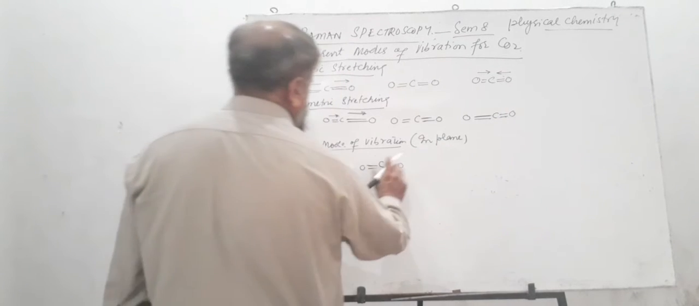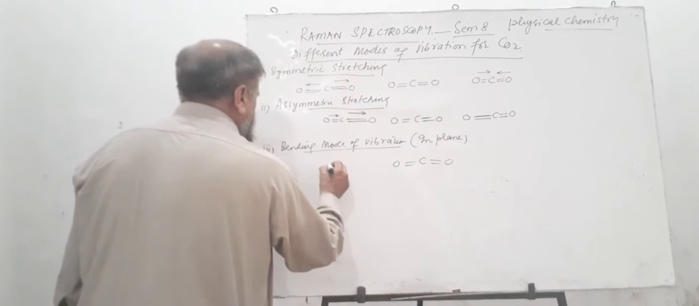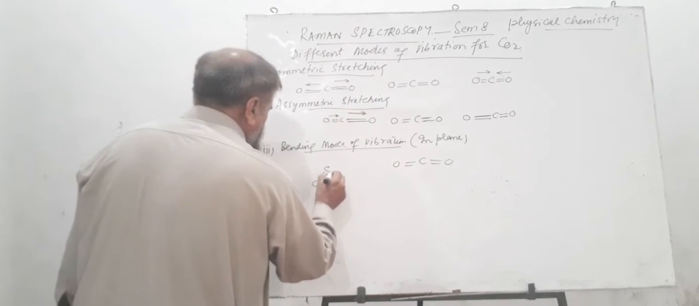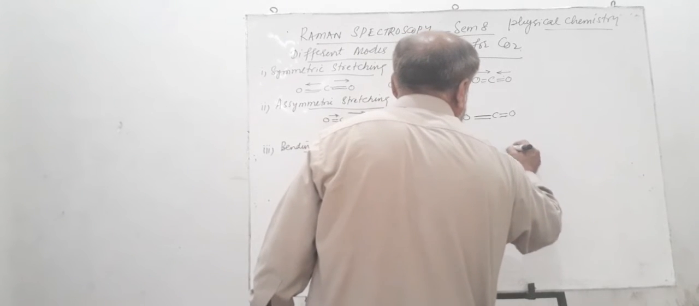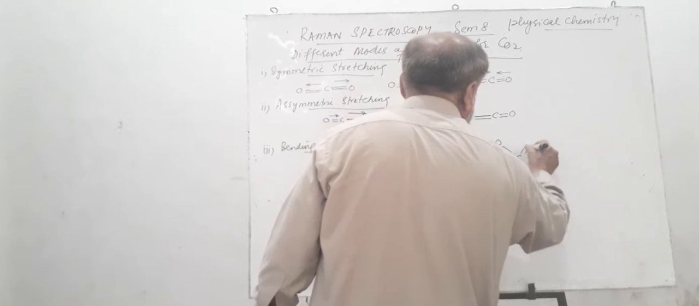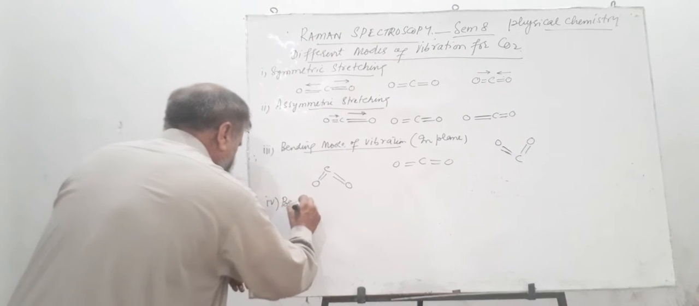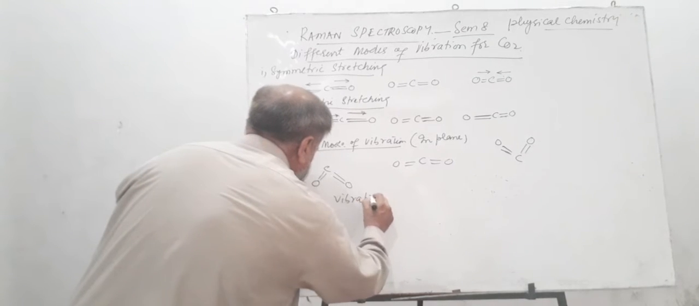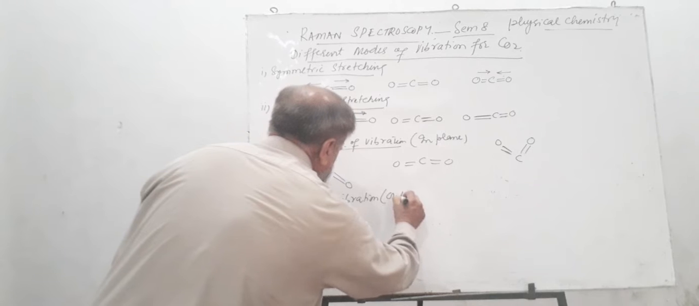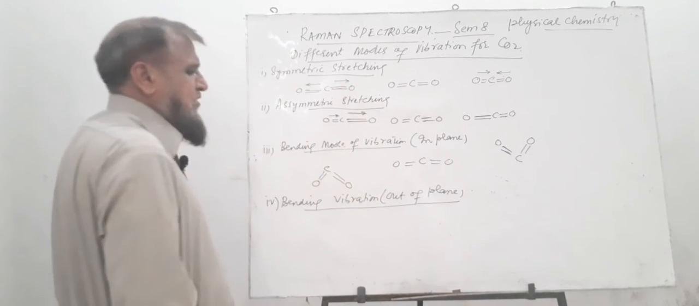It is the equilibrium position. Let us draw the equilibrium position over here. Bond length remains the same, however bond angle is changing. And fourth bending vibration is out of plane. Out of plane vibration.